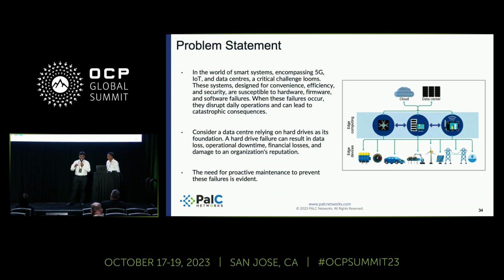What we have built is a prototype, a platform which will monitor different types of hardware components. At least in this demo, we are concentrating more on the hard disk part. But this is a platform that we wanted to build for all the hardware components. The other objective we had is to have a lightweight model to infer the results. So this is the idea we have, and probably I'll hand it over to Vijay to give more info on the product.